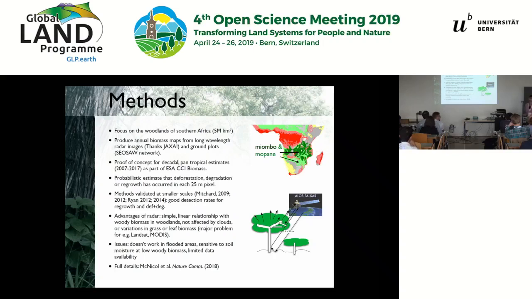It sees through clouds, it sees through smoke, it works day or night, although it needs quite a lot of energy. It comes with other problems, but it does get around some of the problems associated with optical remote sensing in these systems. It ignores the grass, for instance, which isn't at the right size.